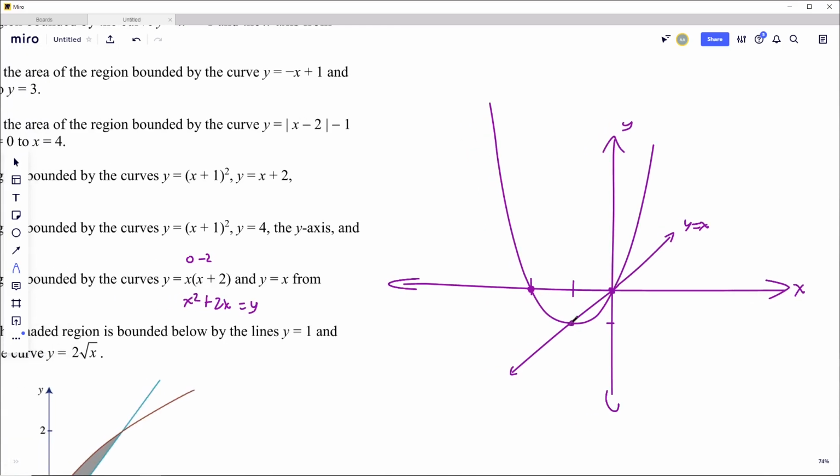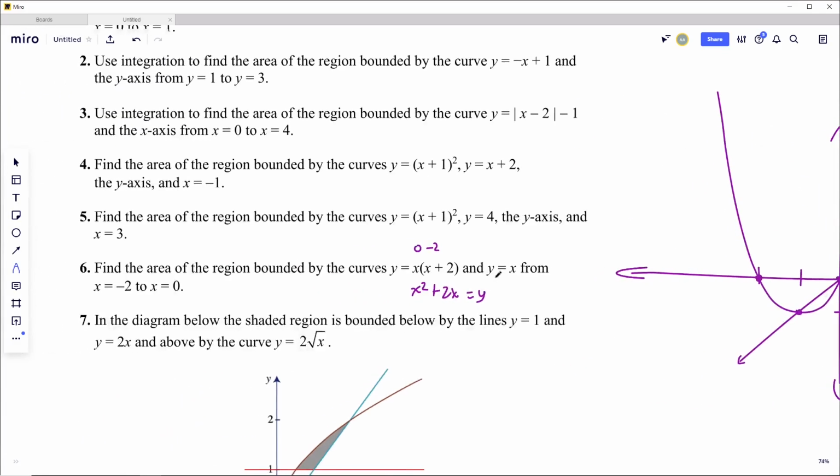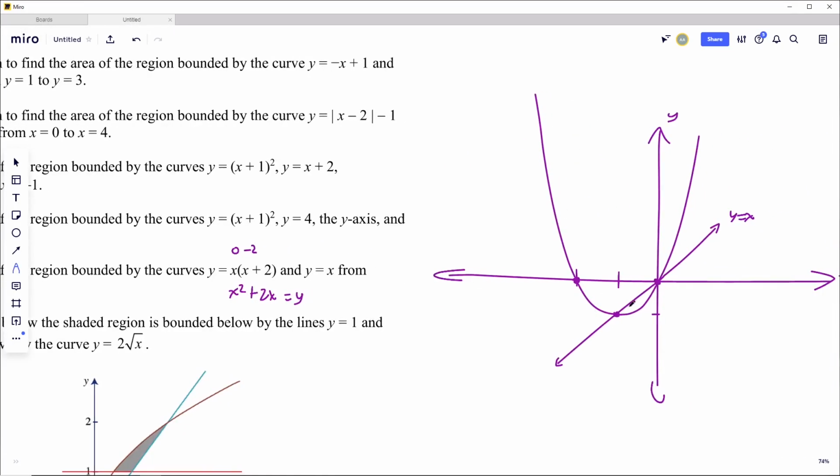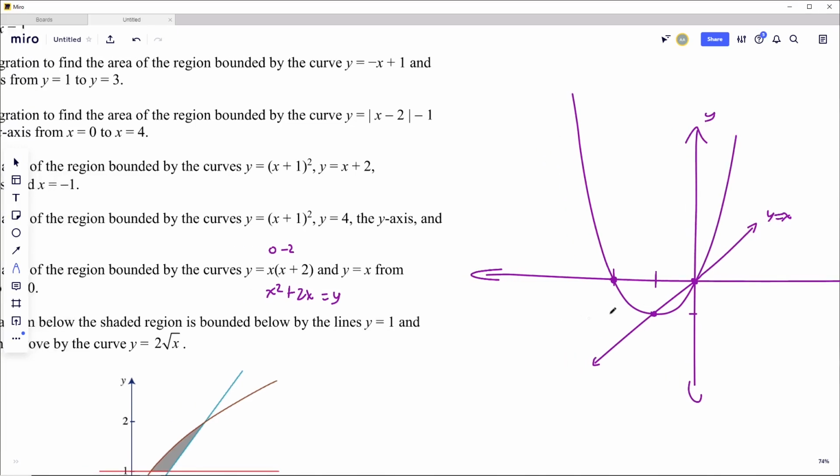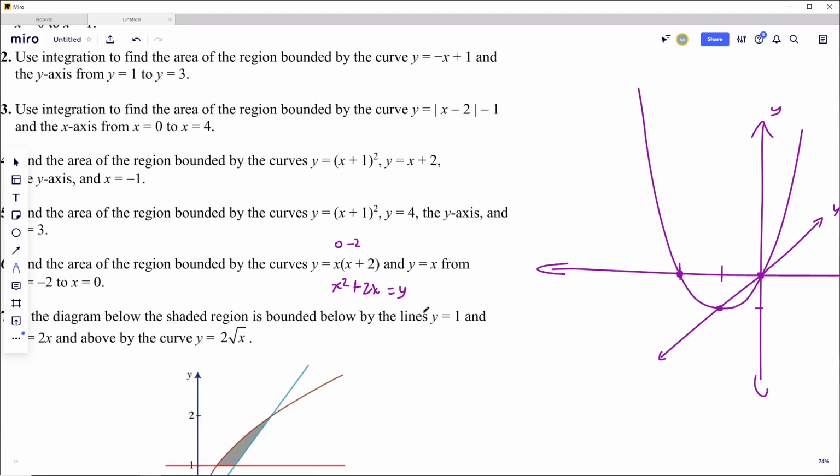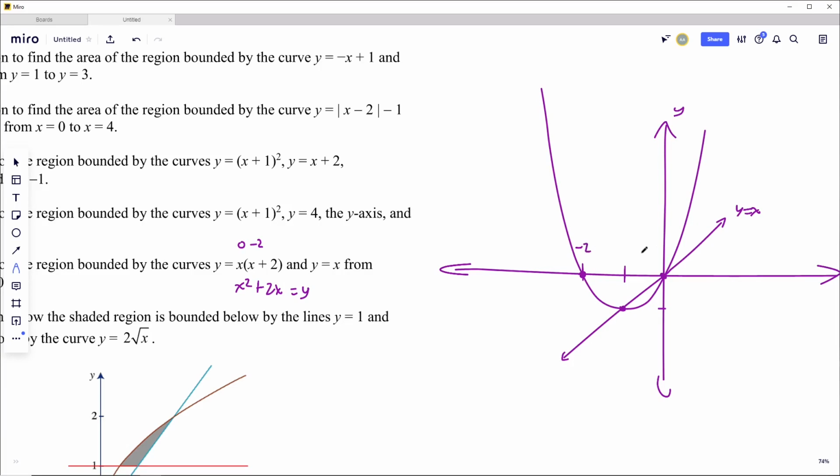So we are saying that it passes through this point. Let's double check. Put minus 1. You get y equals minus 1. So it's the same thing. Again, it passes. So this way we just saw that from minus 2 to 0, which is from this minus 2 to 0, we are getting this area and this area.